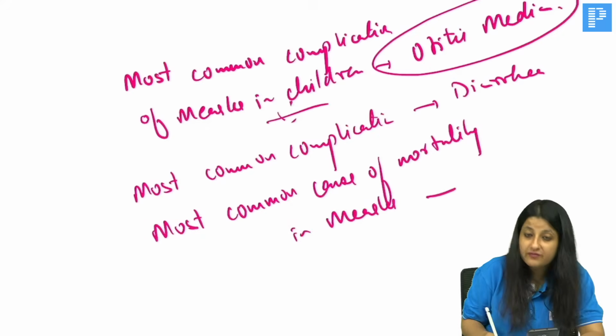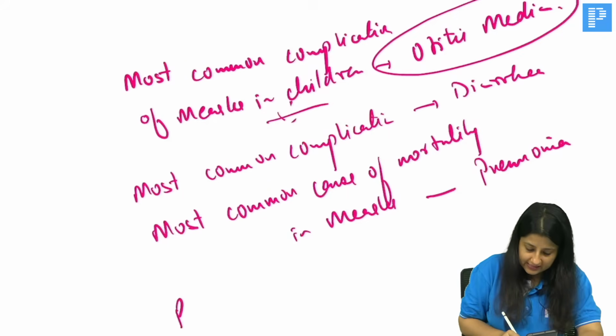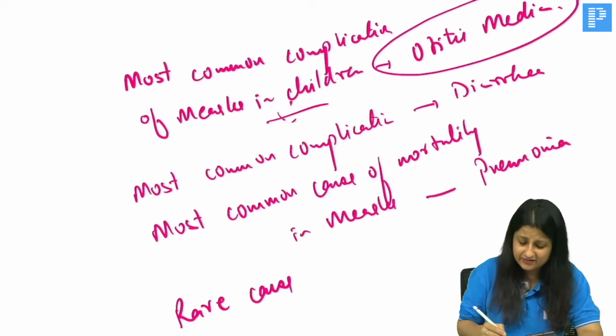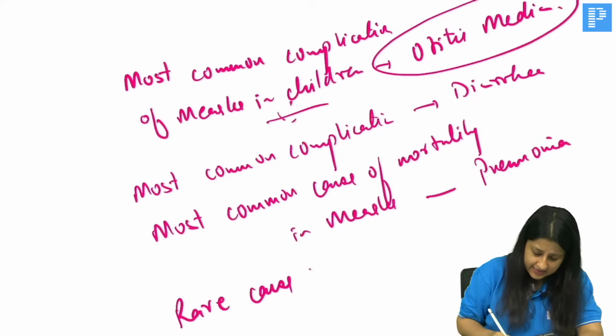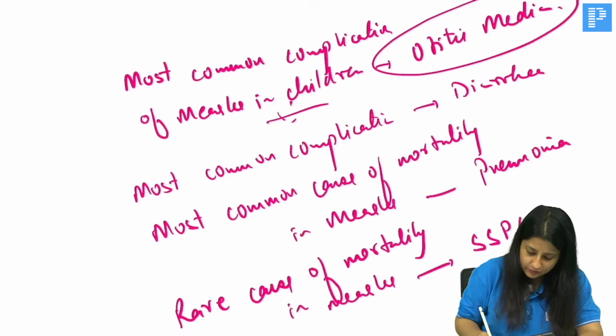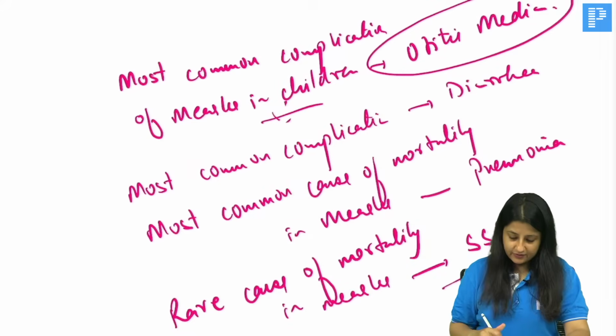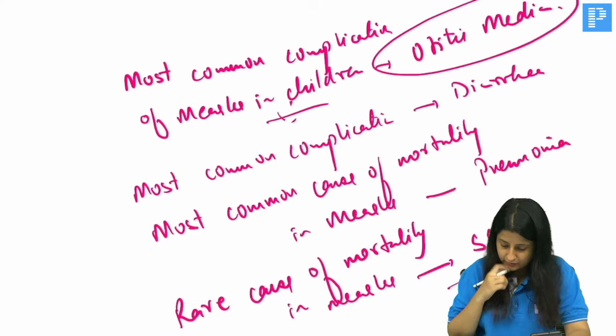Most common cause of death in measles is pneumonia. SSPE नहीं बोलना है. SSPE is a rare cause of mortality, very rare guys, okay, 1 in some million cases. So rare cause of mortality in measles होता है तुम्हारा SSPE, subacute sclerosing panencephalitis. Good to go. Everybody understood? सबको समझ आया? चलो, let's go to another question now.